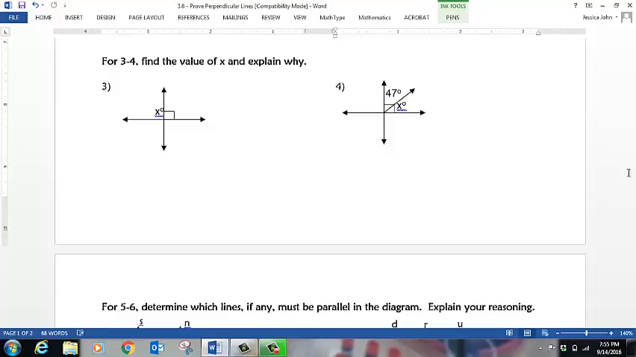So looking at number 3, what would be the value of x? What do you guys think? Price? What do you think? Do you have a question?